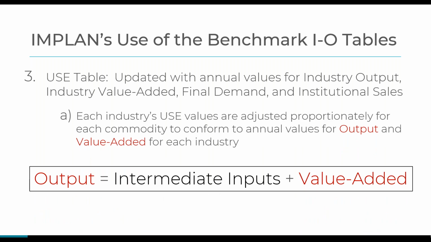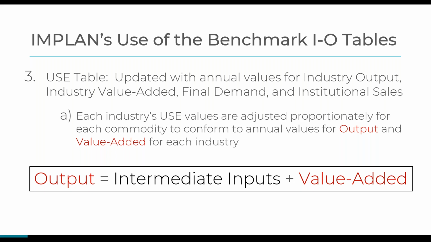Okay, so we're going to talk about the two main ways we update the numbers. So here's the first way. Each industry's use values for all the commodities it buys, all its input purchases, are adjusted proportionately for each commodity to conform to annual values we get for industry output and industry value added.